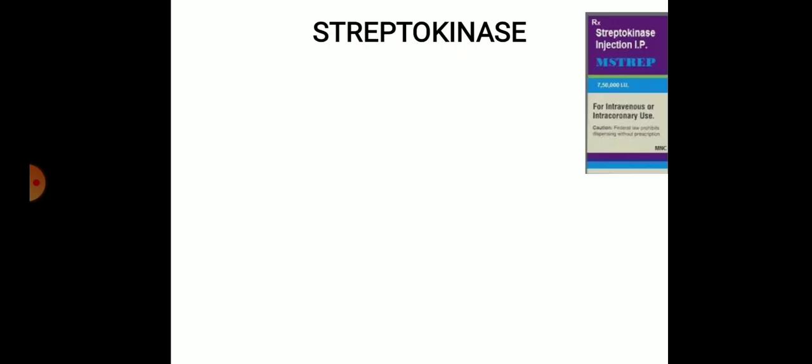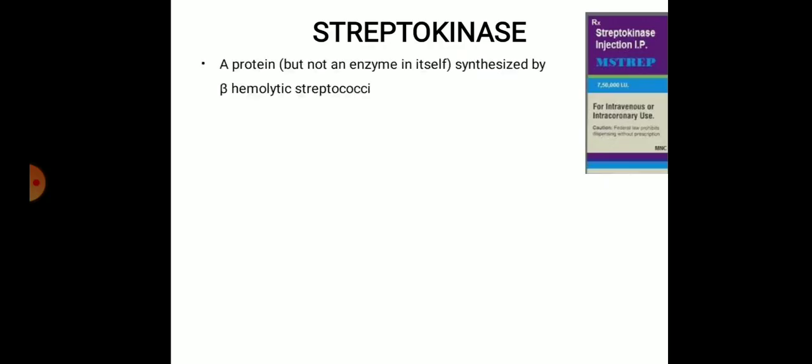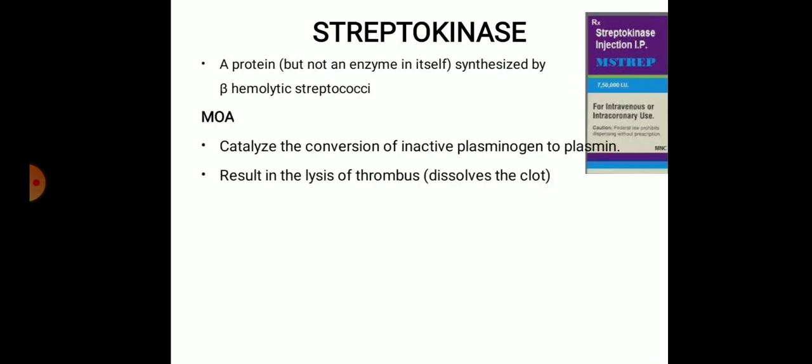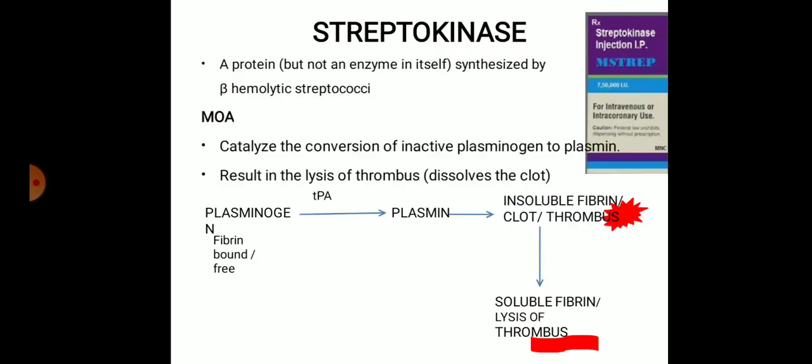So the first drug is streptokinase. As the name tells, it is obtained from strepto; strepto stands for streptococci. It is obtained from beta hemolytic streptococci. Mechanism of action, remember, it's the same thing I mentioned before. It catalyzes the conversion of inactive plasminogen to plasmin, resulting in the lysis of the thrombus, dissolving the clot and recanalizing the occluded blood vessel. Remember the flow chart, it will be easier for you to remember.